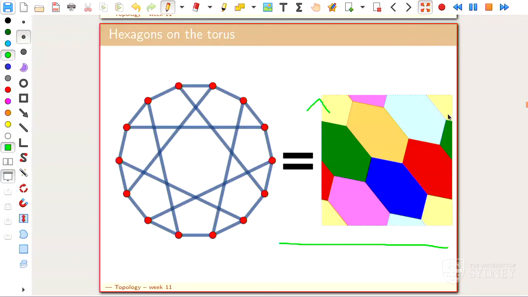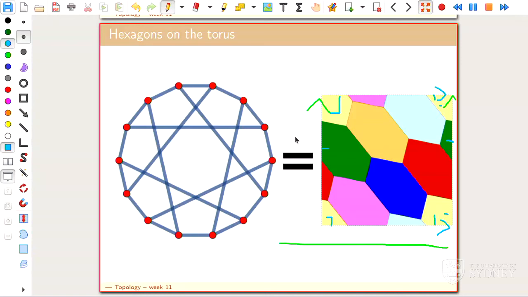So let me put in the torus here. The torus goes like this. This little country down here goes all the way to here, comes in here again, and comes in here again, so it goes one way around. The green one goes around like this, and so on.